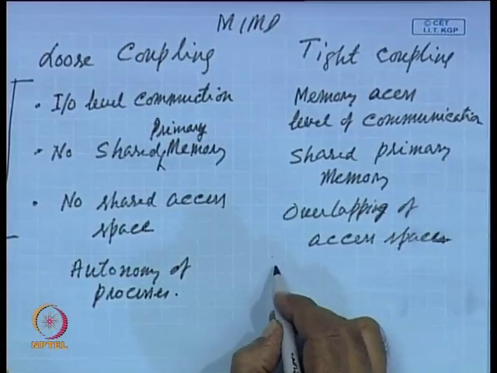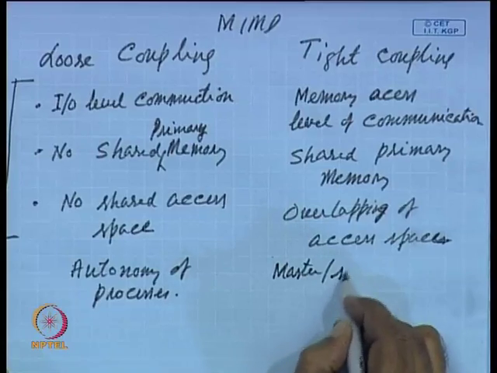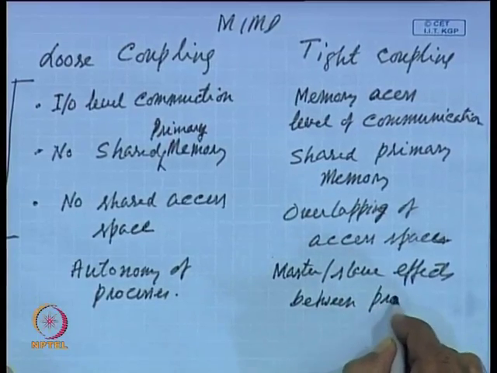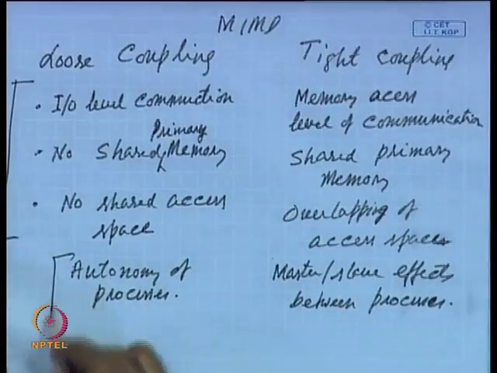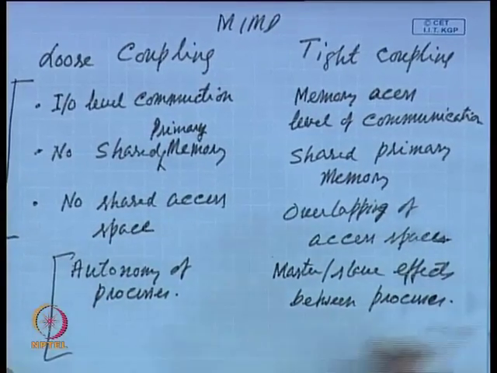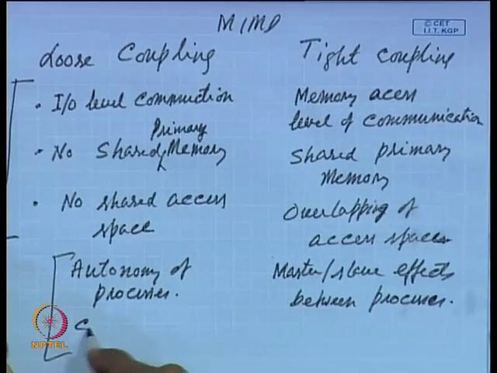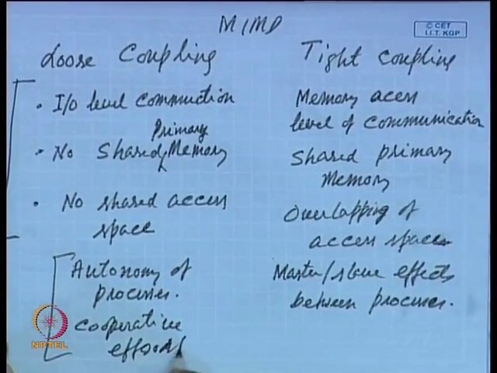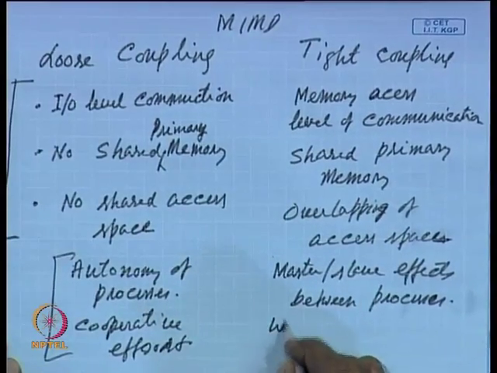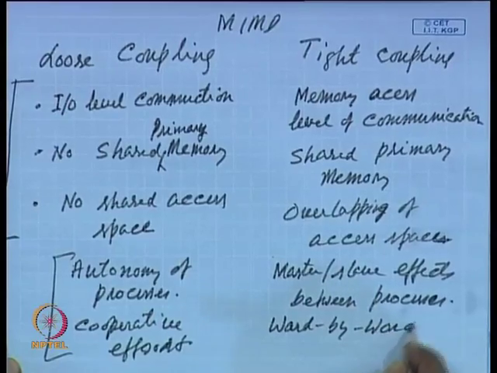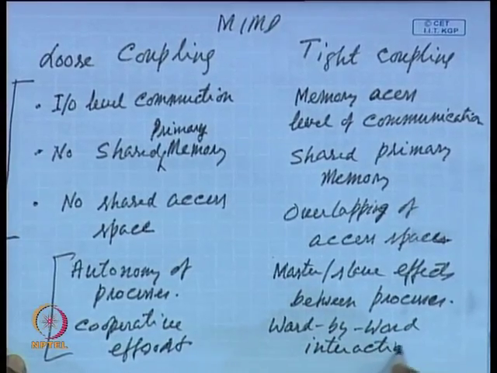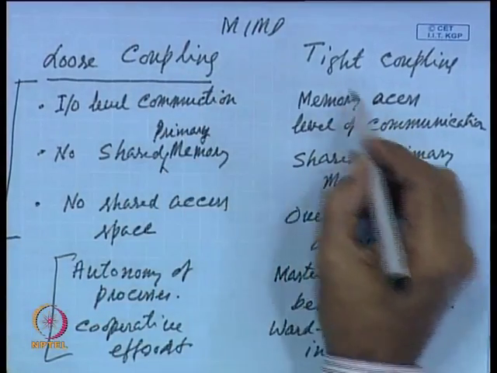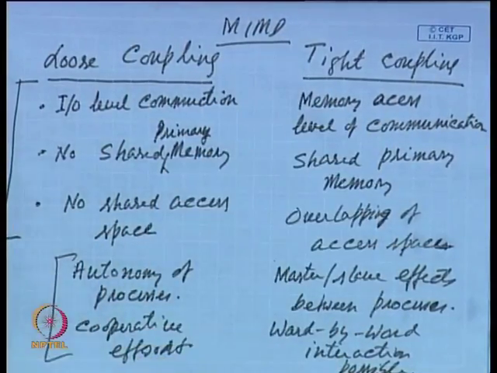And here there are some kind of master-slave effects between processes. So, this is the distinction in terms of logical access, and whenever it is loosely coupled, you can say it is a kind of cooperative effort. And in this particular case, it is possible to have word by word interaction. So, the distinction between loosely coupled systems and tightly coupled systems in the context of MIMD has been discussed in detail.